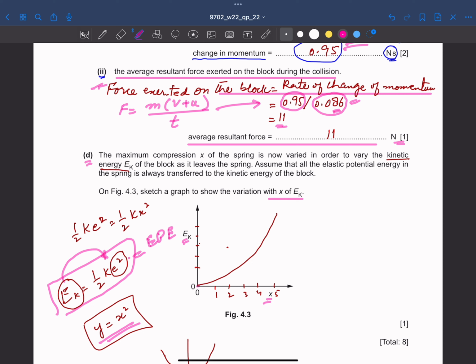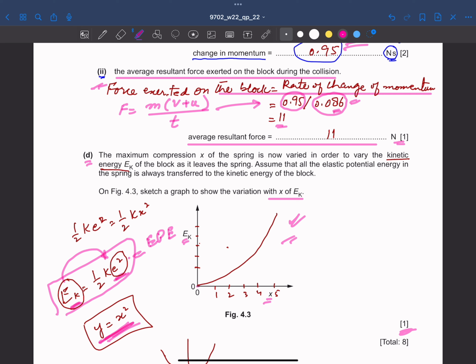It will start with an increasing gradient, and you will have the line over here. So again here you have 1 mark, but be careful that the graph is not a straight line but a curve, and the graph is following y equal to x square. So Ek is directly proportional to x square, and you are getting this graph.